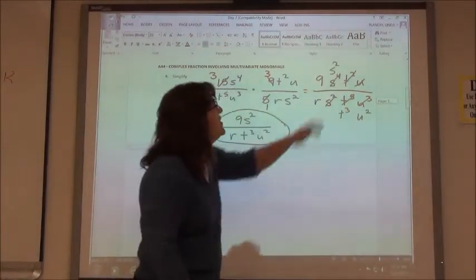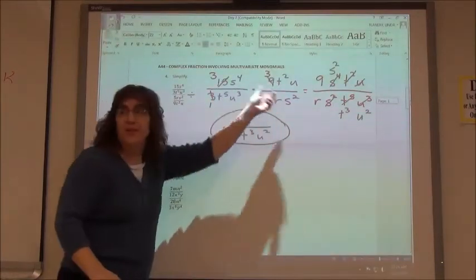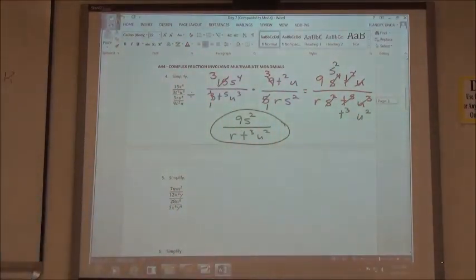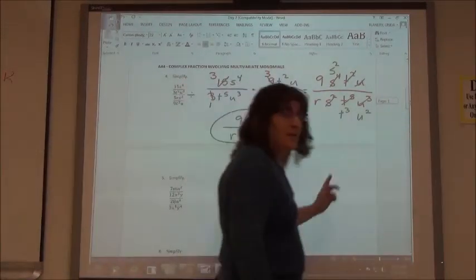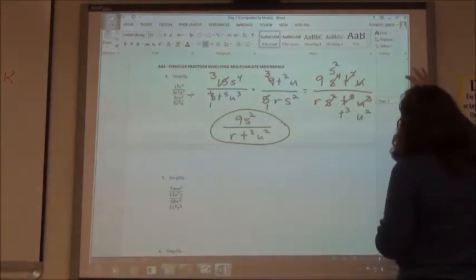Do I have to do this step? Probably not if I wanted to try to cancel in here, but it gets messy and people tend to leave things out, and that's why I like to rewrite it. I'm going to move the board so this is up a little higher for the next one.